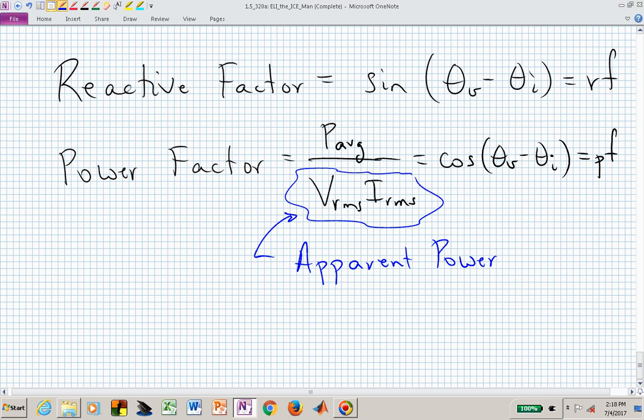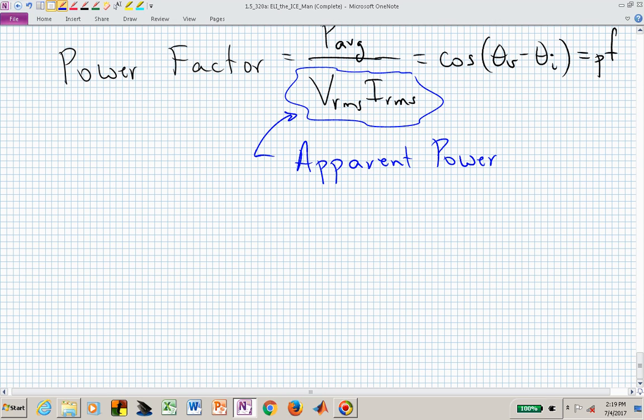If that's true, then the difference between theta sub V and theta sub I is very small, which means that the load, we want it to look like it's almost in phase, which is when theta sub V is equal to theta sub I, or we want our load to be as close to real as possible so that we don't have a lot of this reactive power moving through our system.